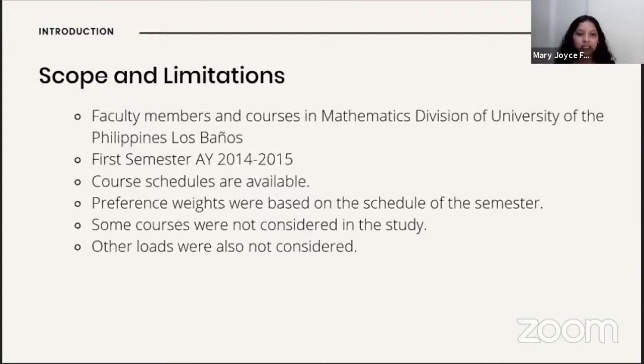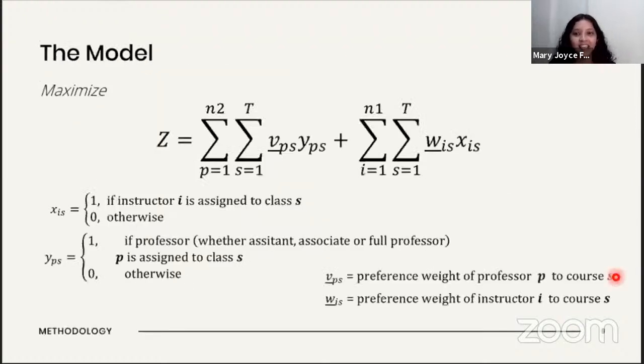They based it on that schedule. Some courses were not considered in the study, like NSTP1, NSTP2, and other courses offered in other campuses, if any. Other loads were also not considered, like administration, research, and other study loads of the faculty members. And the formulated objective function was to maximize Z.